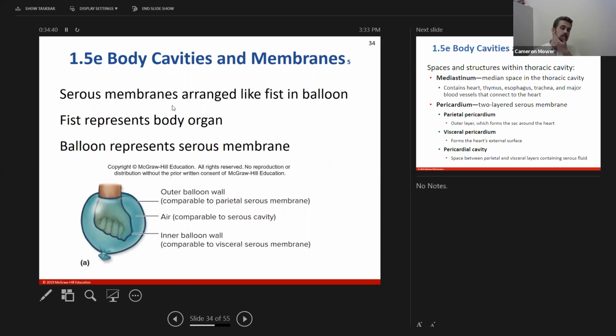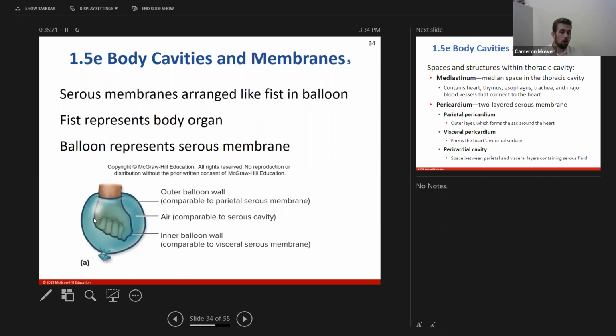So when we look at those serous membranes though, they're arranged like a fist in a balloon. So imagine for a minute that this fist right here is your heart, and your wrist and arm is going to be all of the various tubes that come out of your heart, your vascular system. And so what we see here, we take that balloon, we push the fist in, and the balloon is going to cover the fist on the outside, but then there's also going to be this second layer right here. And in between that, we're going to see a pocket.